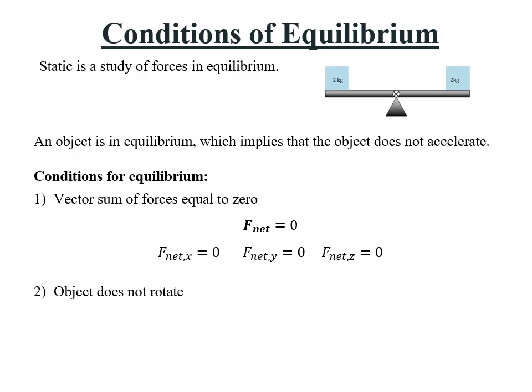The second condition is that objects should not rotate. There shouldn't be any angular acceleration if the object is stationary. If something is stationary, that means it's not moving, so acceleration is 0, and it also means it's not rotating. So angular acceleration should also equal 0. So condition 2 is that the net torque is equal to 0.